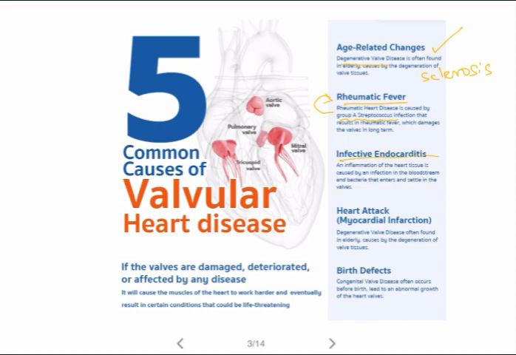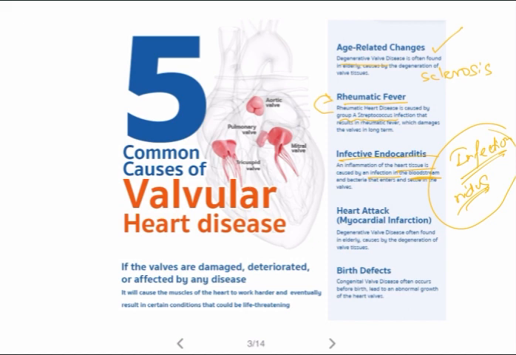The third one is infective endocarditis, an inflammation of the heart tissue caused by an infection in the bloodstream. You should focus on that: the infection is not directly in the heart. Maybe there will be a nidus for the infection, usually after a dental extraction or something, where those who are prone to valvular diseases will get an infection through the dental extraction.